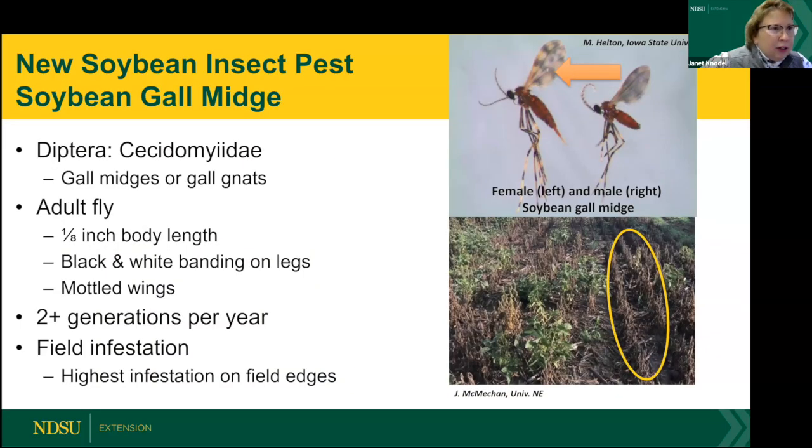So just to bring to your attention a couple of new insect pests, soybean gall midge and the Cecidomyiidae insect family. It's a very small, cryptic fly, kind of nondescript. You're unlikely to see it in the field when you're out scouting because it's very short-lived, 4 days or more. They have 2 generations or more per year, and they typically will infest just the field edges.